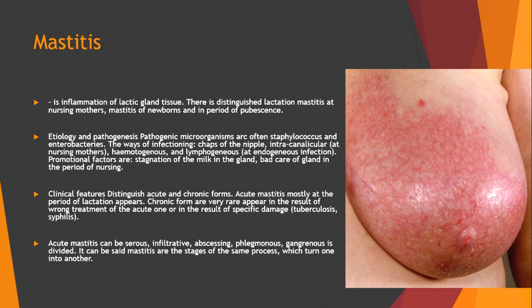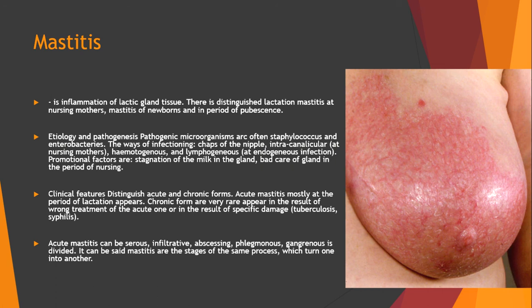Mastitis is inflammation of lactic gland tissue. There is distinguished lactation mastitis of nursing mothers, mastitis of newborns, and of the period of pubescence. Etiology and pathogenesis. Pathogenic microorganisms are often Staphylococcus and Enterobacteria. The ways of infection are chaps of the nipple, intracanalicular at the nursing mothers, hematogenous and lymphogenous at endogenous infection. Promotional factors are stagnation of the milk in the gland, bad care of the gland in the period of nursing.